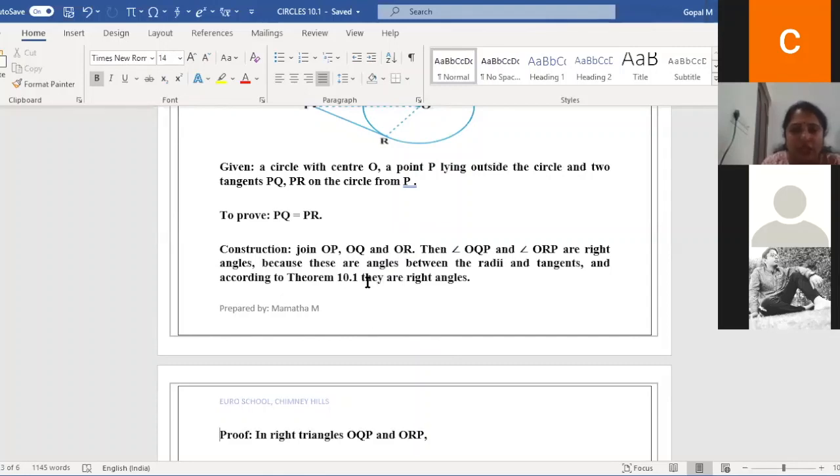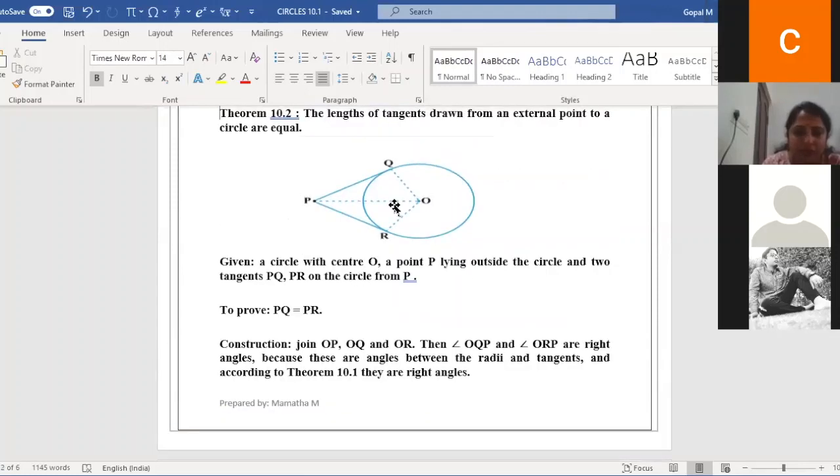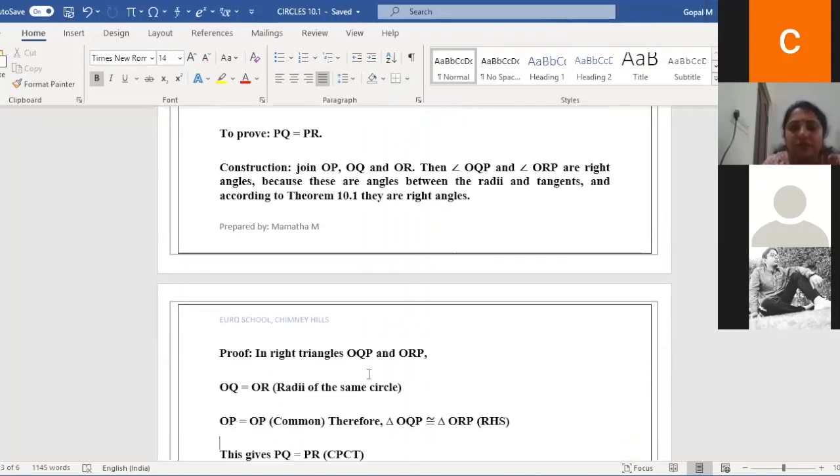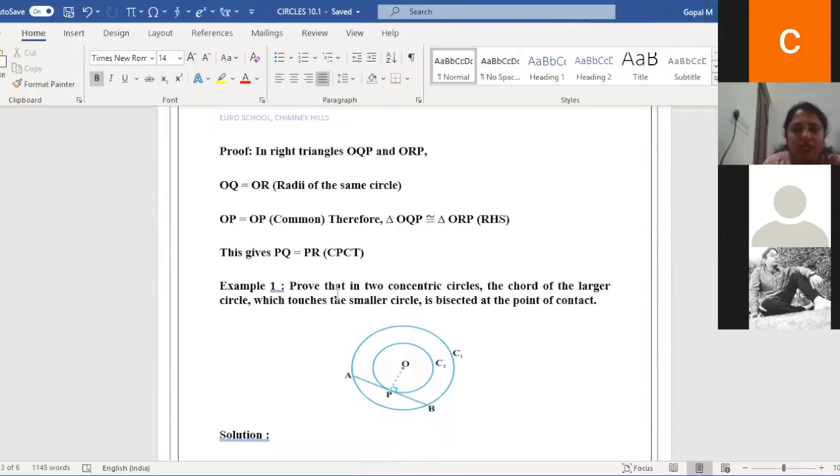Here I mentioned theorem 10.1. That theorem 10.1 says that the line from the center to the point of contact is always perpendicular. That statement we write, or you can write theorem 10.1. Am I clear, children? Yes, ma'am. This is the proof. Yesterday I just told you to write this proof.